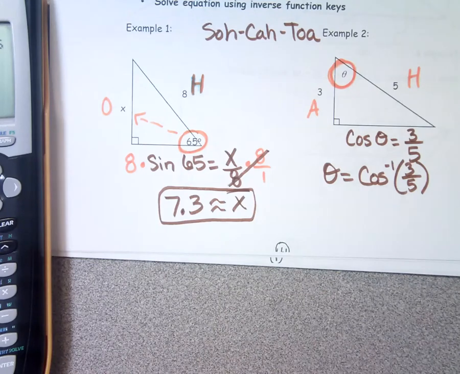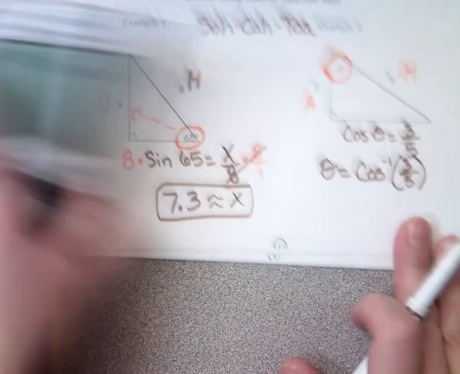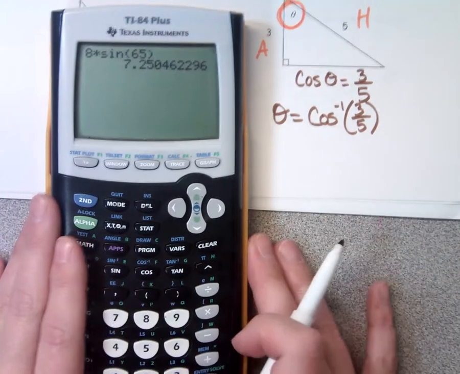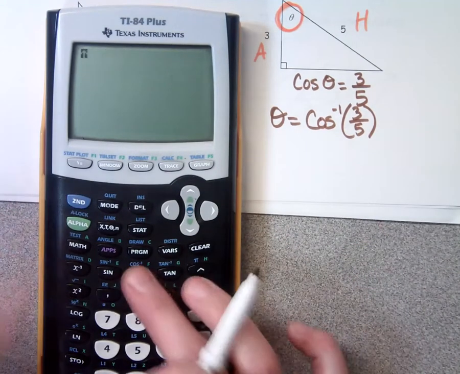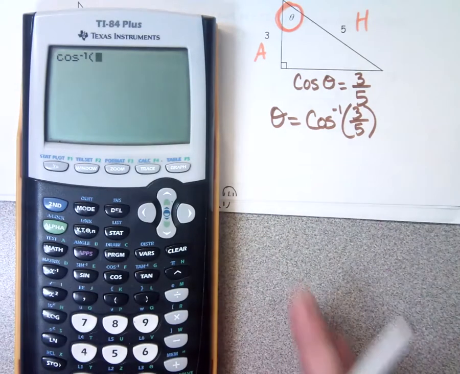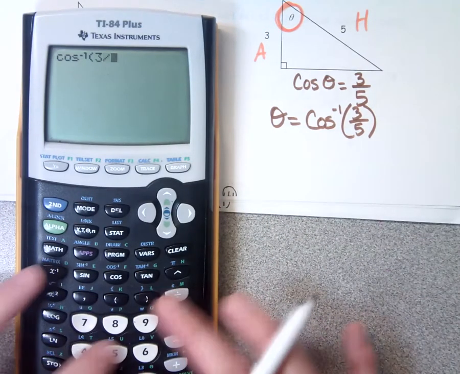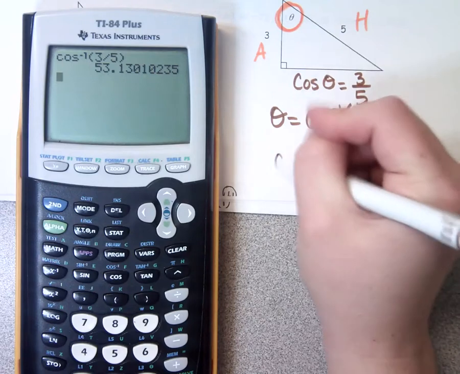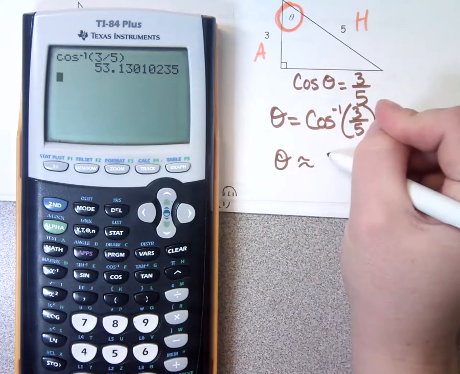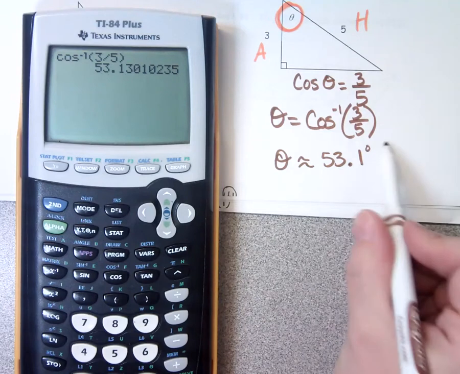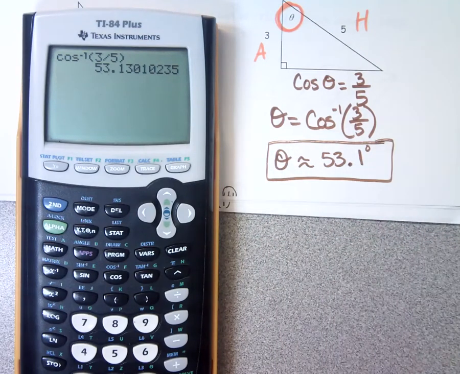Yeah. It's above cosine, right? So how would I get to it? Second cosine. All right, so let's do that. So I go second cosine, and then after I put in second cosine, I put in 3 divided by 5. So second cosine, 3 divided by 5, and that gives me, rounded to the nearest tenths, what would you say? 53.1. And that's degrees because we were finding an angle.